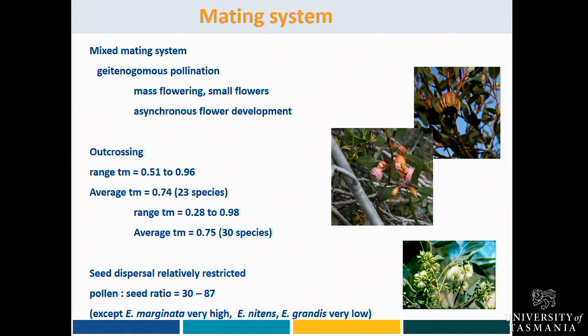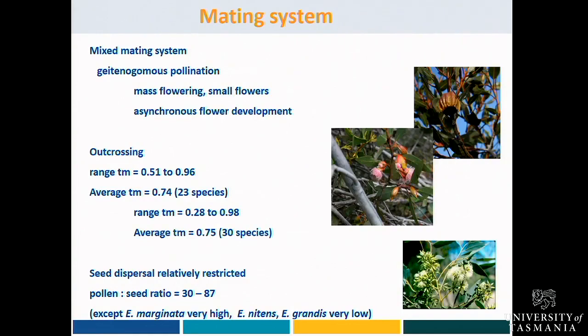A big lot of studies have used it to understand the mating system of eucalypts. They've generally got a mixed mating system with dichogamous pollination, generally mass flowering with small flowers, although you do get some really large flowers, particularly the red bird-pollinated flowering species. And so a lot of studies have looked at outcrossing. Originally in 2008, when I looked at the average, we had an average of 0.74 in terms of outcrossing across 23 species, with a range of 0.5 to 0.96, and I've just updated it.